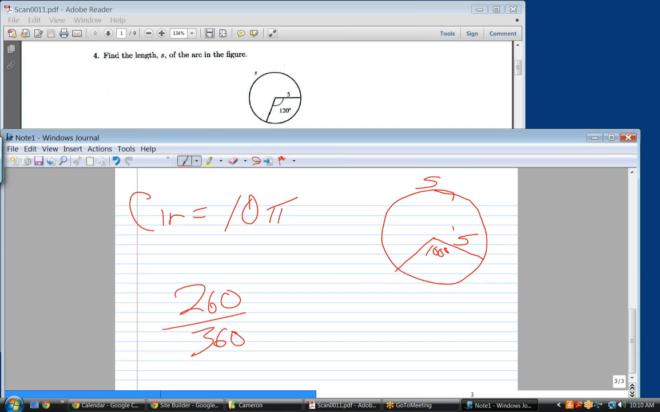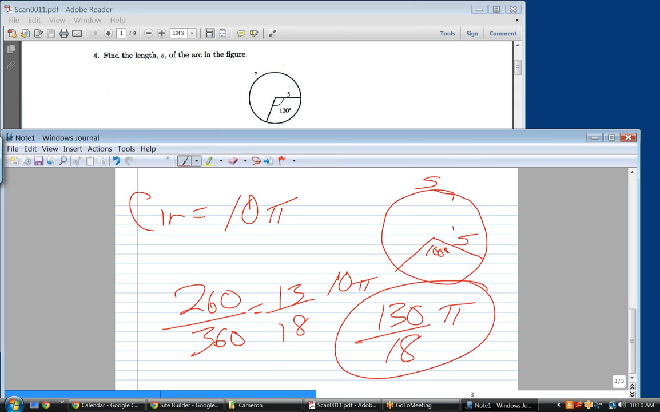No, I just made those numbers up, so I don't know. That's 13/18. And then we multiply that by 10 pi. Yeah, and that's your answer. So 130 over 18 pi. That would be the length of this part of the arc. And of course, this part here would be 10 pi minus this.